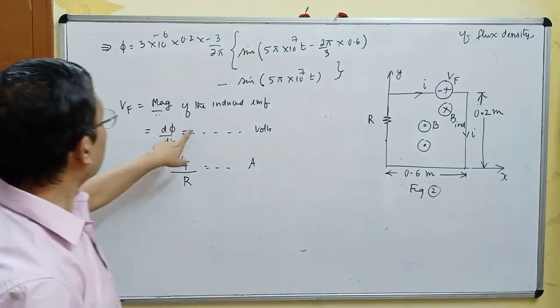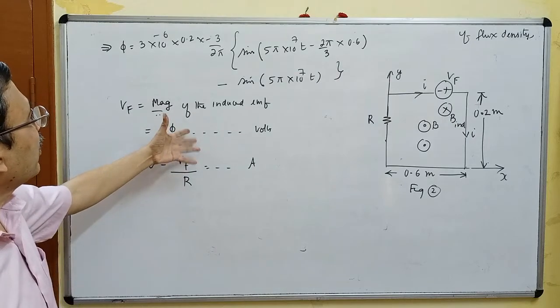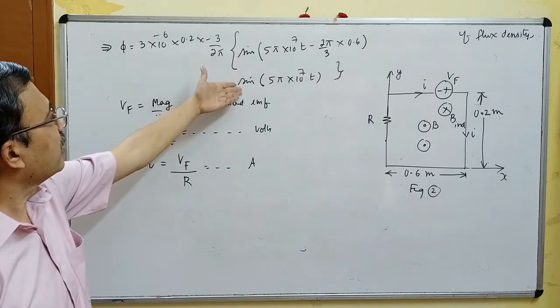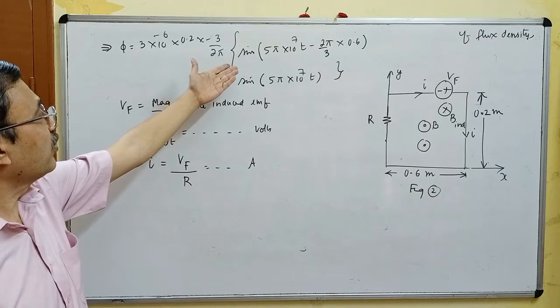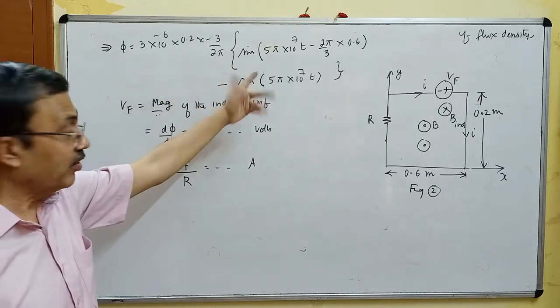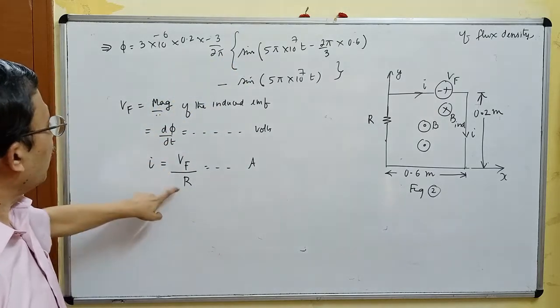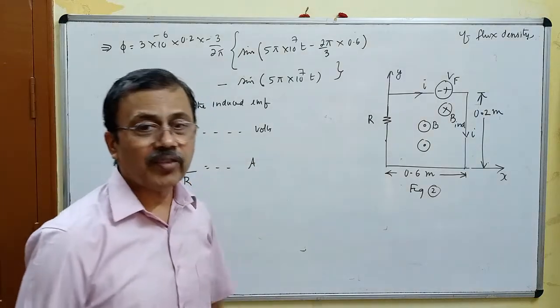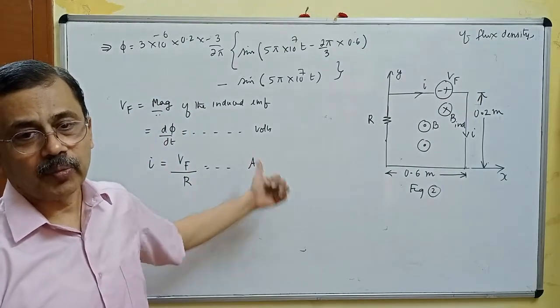Thank you. So all these calculations you do on your own, not difficult. You have to differentiate sine ax. If you differentiate, what do you get? a times cos ax. Very simple. Then Vf you divide by R. The value of R is given in the problem as 100 ohms. This is the end of this problem. Thank you.